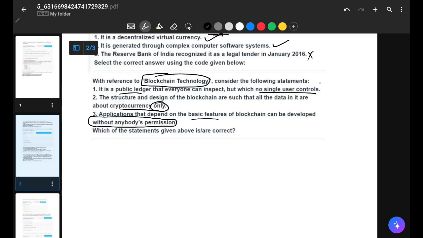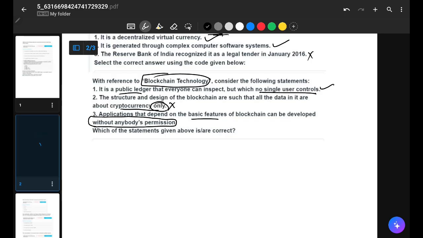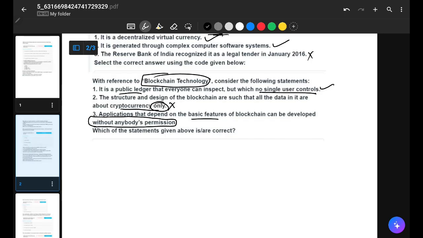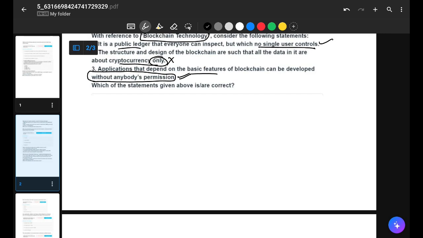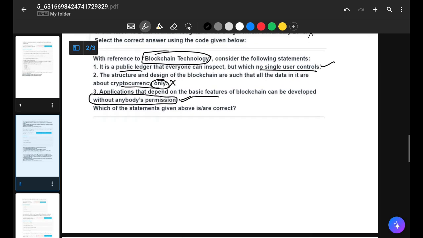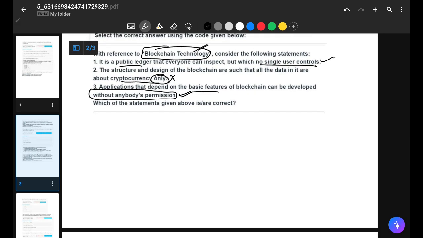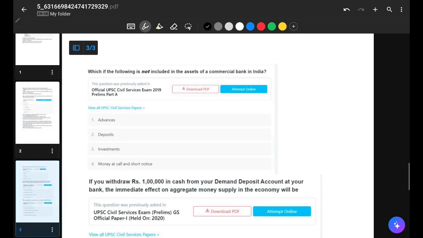Okay, first option, it is a public ledger where no single user controls. It's a correct option. Then second option, for only cryptocurrency, that is wrong. It can be used for other applications as well. Then applications that depend on the basic features of blockchain can be developed without anyone's permission. Correct. It is just a technology. Anybody can use it. It is not mandated that only the government should use this. Right? It's an innovation like AI. Blockchain is another technology, so anybody can use it.